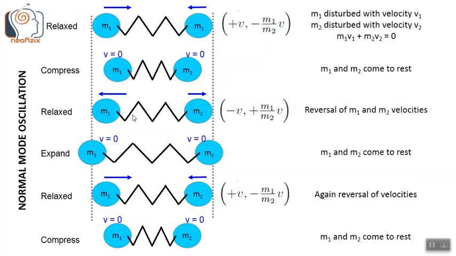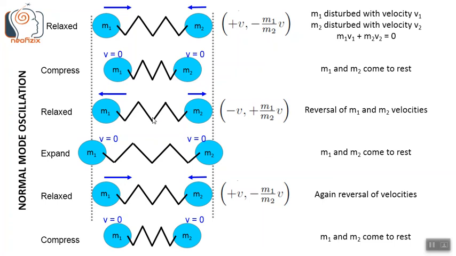The masses continue to expand. When the spring gets expanded to the maximum extent possible with this disturbance, the masses come to rest and start compressing. Eventually they compress and reach the relaxed length, and masses reach their original resting position. At this moment, we see the same velocities that we imparted as disturbance in the initial step. And this is reversal of velocities compared to the third step. So this fifth step is same as the first step and opposite of the third step. And all these steps repeat again and again. So this is how the normal mode oscillation looks.